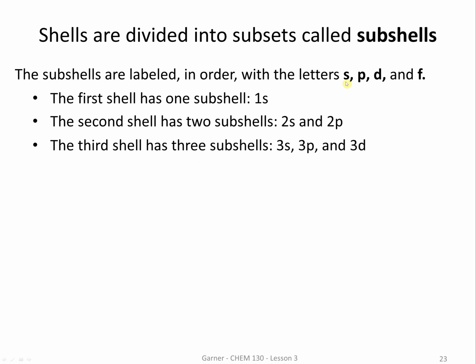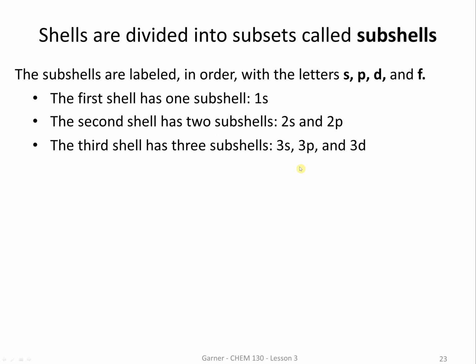The subshells that are present are always in this order. There's always an S subshell. If there's a second subshell, it will be a P subshell. If there's a third subshell, it will be a D subshell. If there's a fourth subshell, it will be an F subshell. That means the first shell, with its one subshell, only contains an S subshell. It does not contain any of the others. The second shell, which contains 2 subshells, would contain an S and a P subshell. The third shell, which contains 3 subshells, would contain an S, a P, and a D subshell.